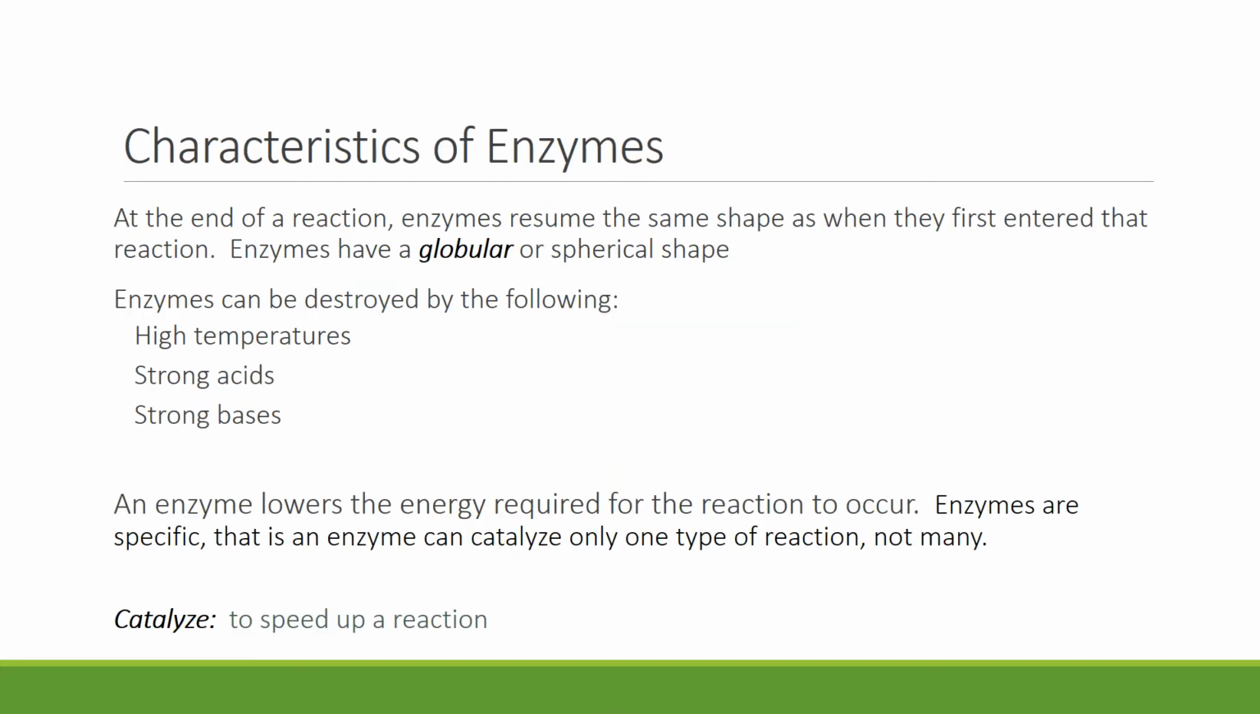Here are some characteristics of enzymes. I mentioned already that at the end of a reaction, an enzyme will resume its original shape as it had when it first entered that reaction. Enzymes are usually globular or spherical in shape, and they can be destroyed by high temperatures, strong acids, and strong bases. An enzyme lowers the energy required for the reaction to occur. Enzymes are specific, which means that an enzyme can catalyze only one type of reaction and not many different types of reaction. Remember, the word catalyze means to speed up a reaction.